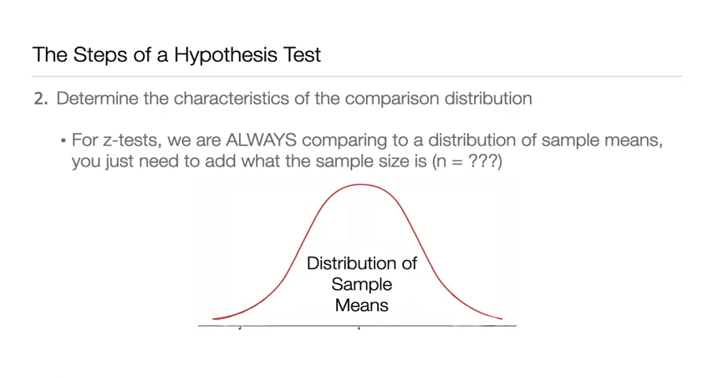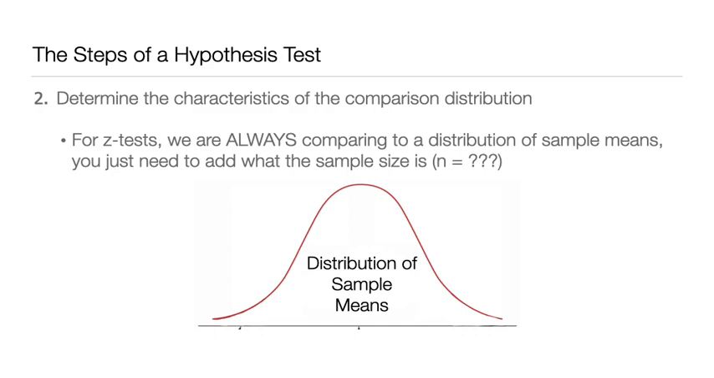Step 2 is just figuring out what we're comparing it to. We have this sample, and we're trying to generalize to a larger population. We can't generalize to that population directly because we don't have everything figured out about it. We have a sample mean, and that's a population of individuals, so we need an in-between to be able to make that comparison. For a z-test, that in-between is the distribution of sample means. That will always be your answer for a z-test: a distribution of sample means. You just need to tell me what size that sample was.